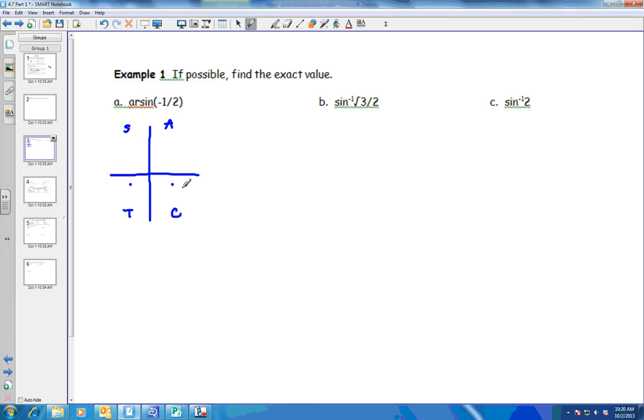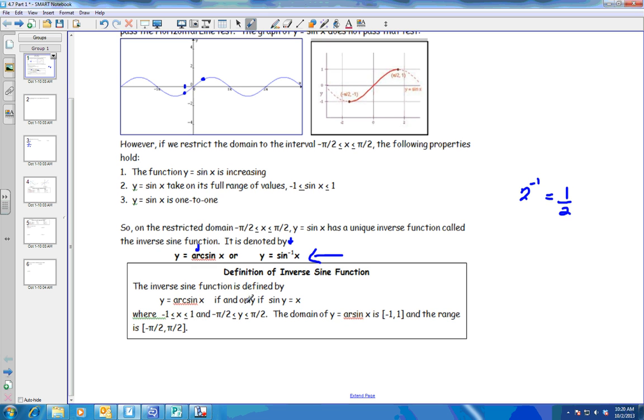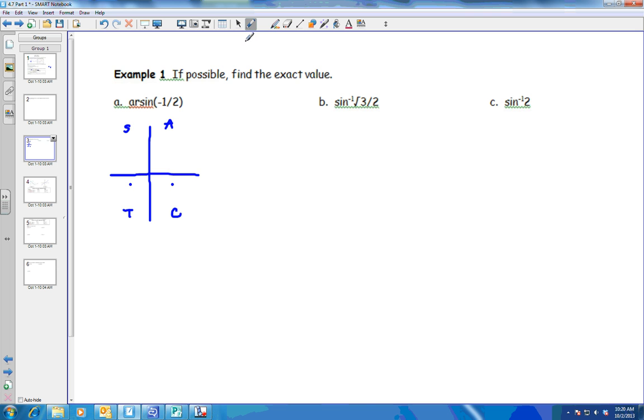But here's the deal. When we do these, we have to narrow it down based on our range. Our range for sine, and I'm going to write this, goes from negative pi over 2 to positive pi over 2. So when we do these problems for this section, our answer can only be inside the range that they gave us.